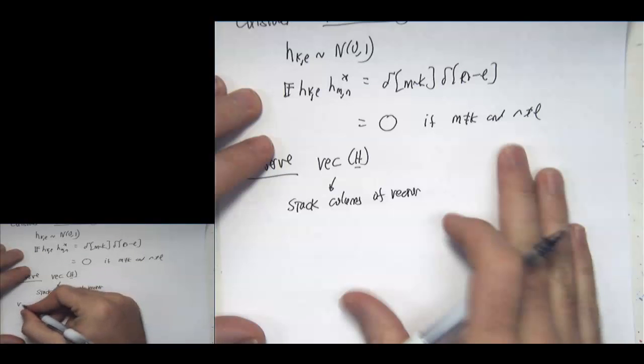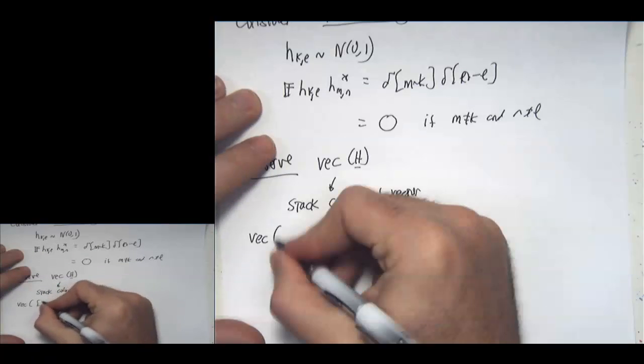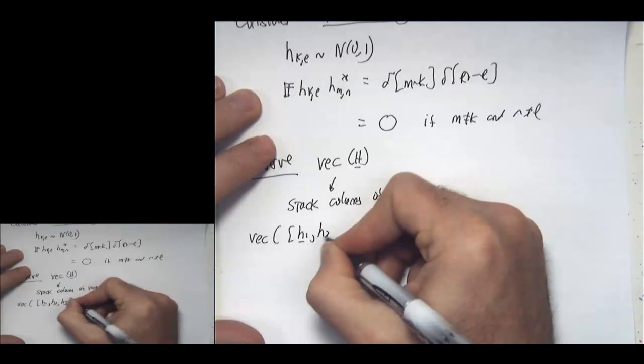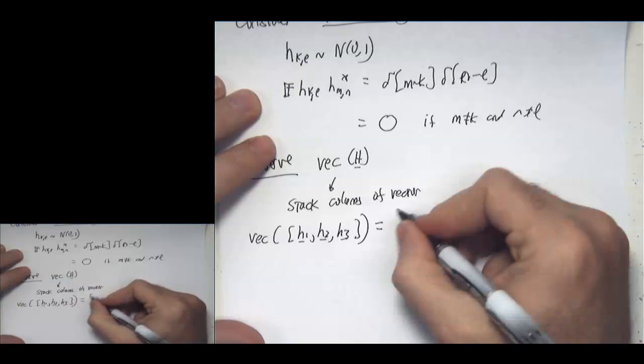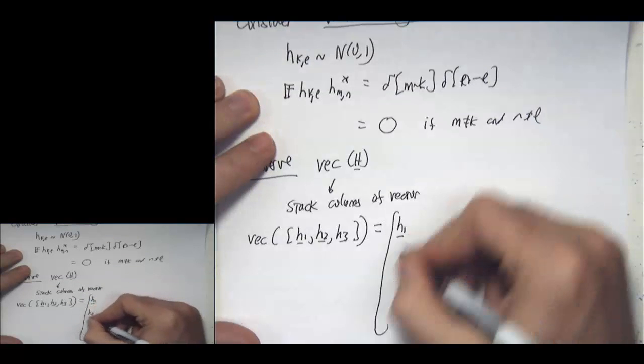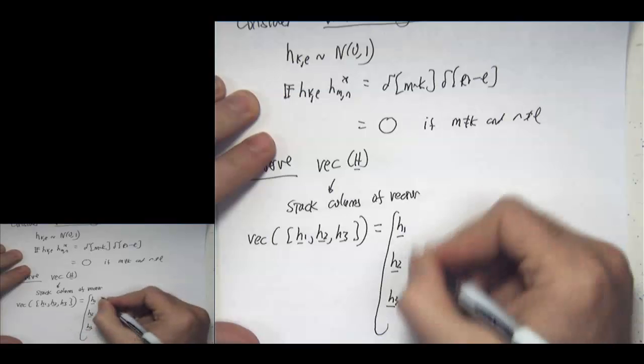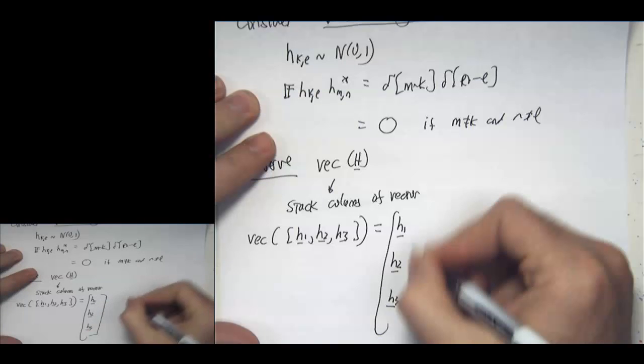So for example here, if I had a matrix with columns H1, H2, and H3, and I was to apply this vec operation, I would end up with one really long vector with entries H1, H2, and H3 here.